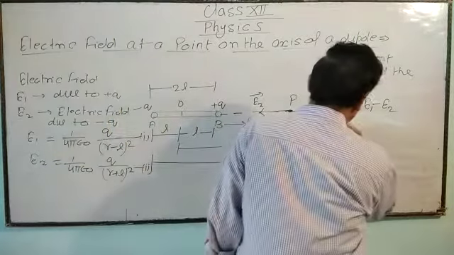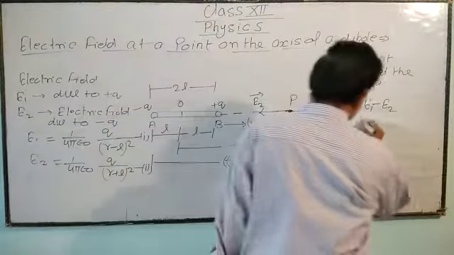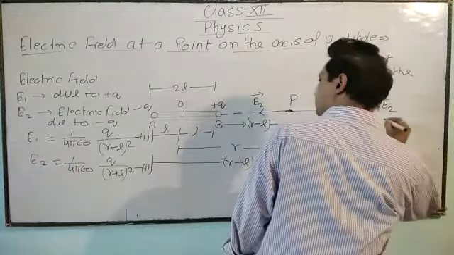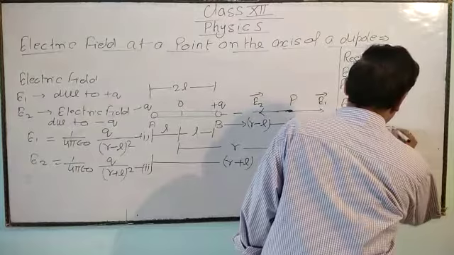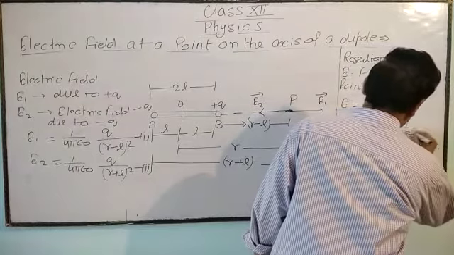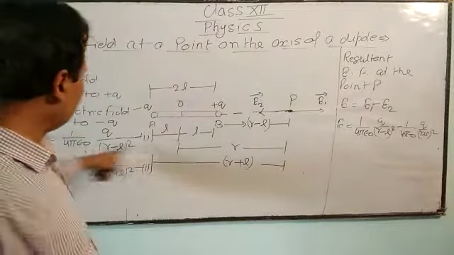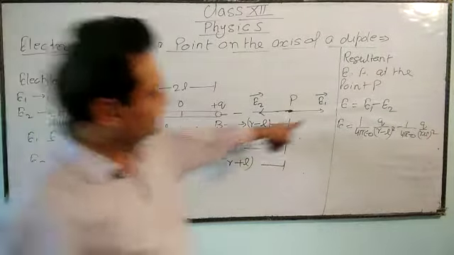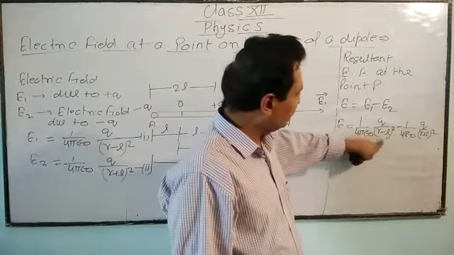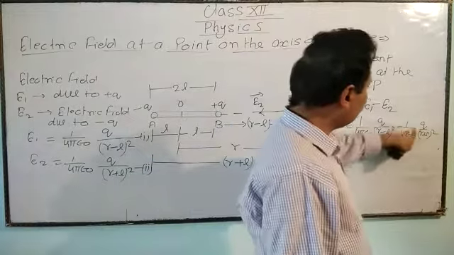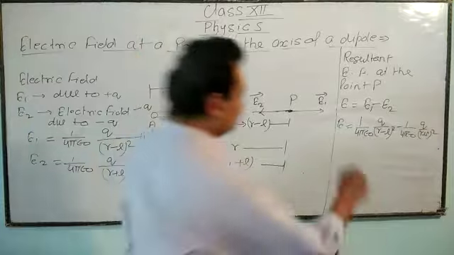Substitute all the values in this equation. E1 is 1 upon 4 pi epsilon naught q upon r minus L the whole square, minus 1 upon 4 pi epsilon naught q upon r plus L the whole square. Substitute only the values of E1 and E2 in this expression. So E equals 1 upon 4 pi epsilon naught q upon r minus L the whole square minus 1 upon 4 pi epsilon naught q upon r plus L the whole square.